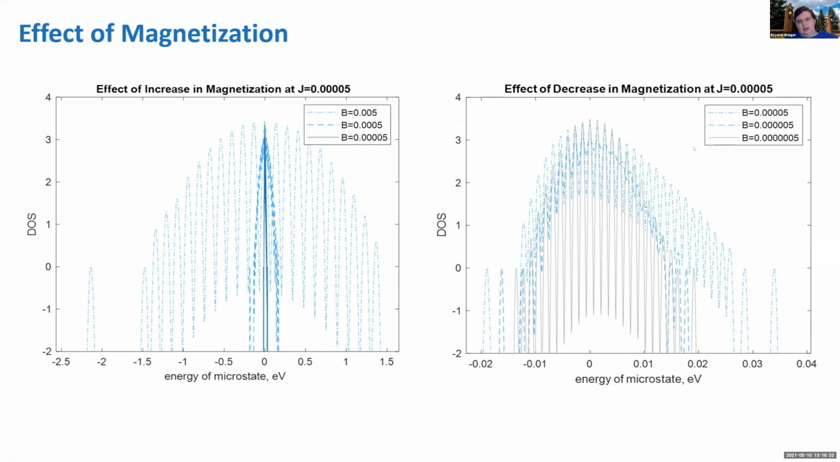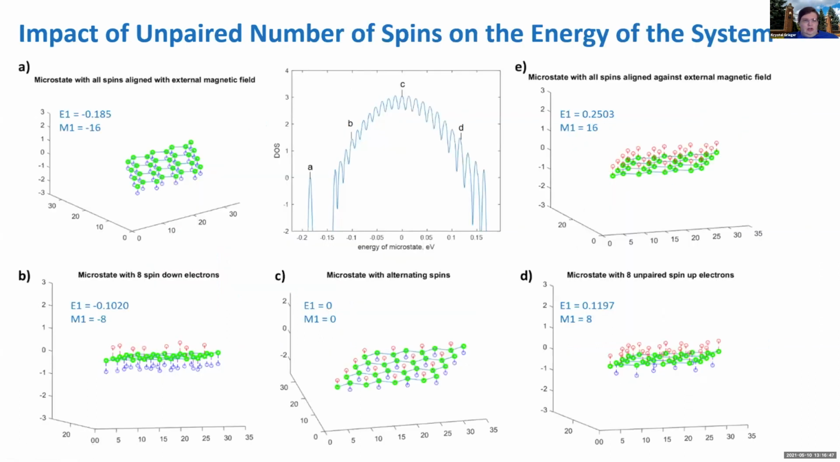We also did that where we decreased the magnetic field in relation to B, and again you see the same thing, that the larger the magnetic field, the further they are from 0. And then we evaluated the impact of the number of unpaired spins on the energy of the microsystem. We first tried it with J equals B. However, that did not yield good results. So then we made our external magnetic field 10 times that of our spin-spin coupling constant.